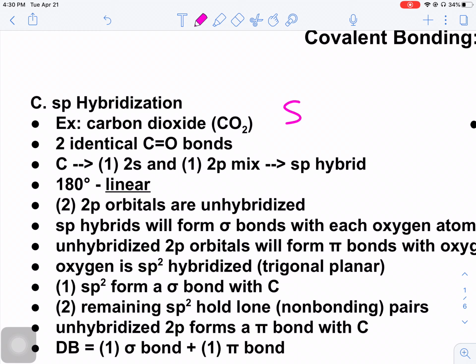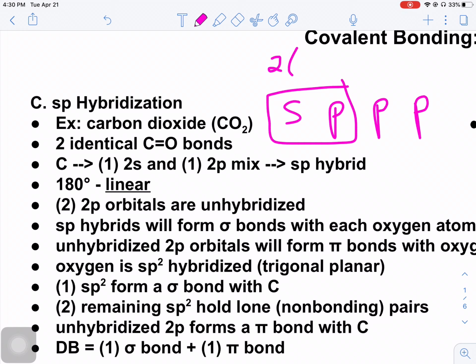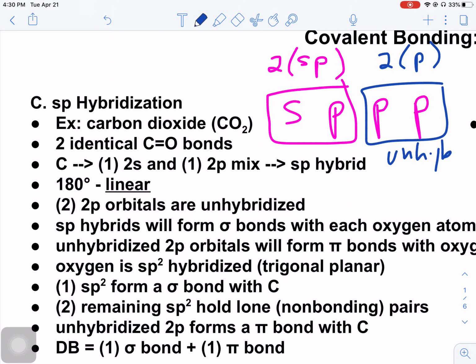Remember, carbon is king. Okay, carbon has four outermost orbitals, and in the case of sp hybridization, two of those orbitals hybridize to make two new orbitals. So what you're left with is two sp hybrids. But don't forget, you also have some orbitals over here that are unhybridized. So we have two p orbitals that are unhybridized, okay?